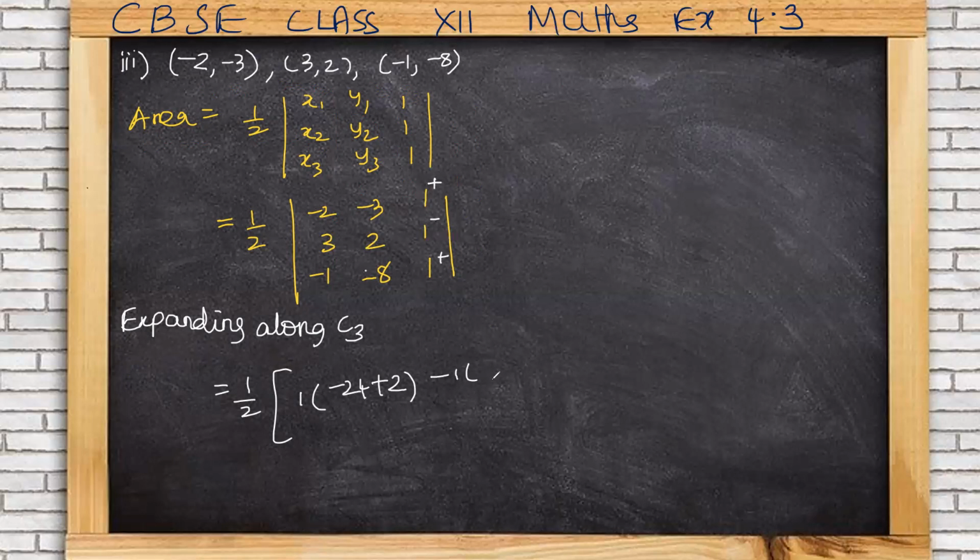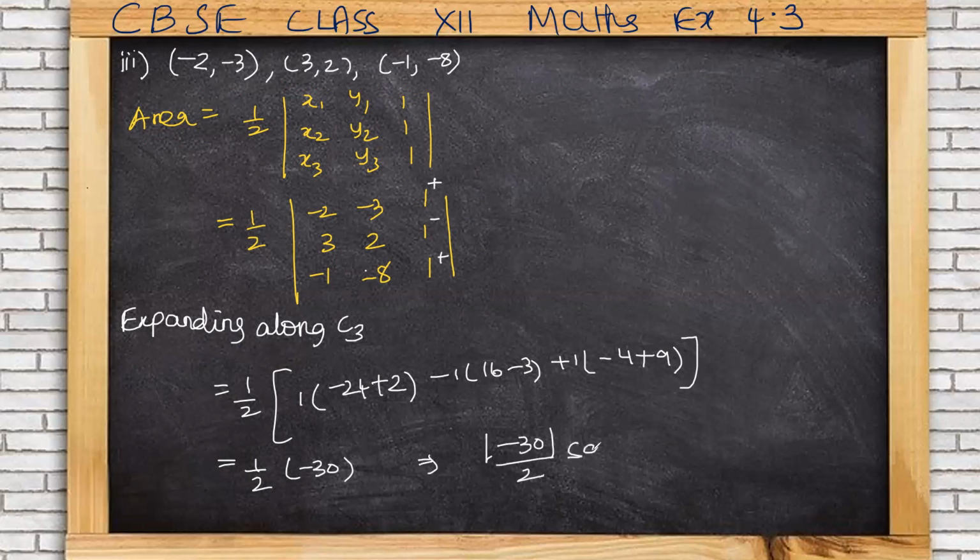So it is 16 minus 3, then plus 1 into, deleting the corresponding row and column, we have -2, -3, 3 and 2. So that is -4 plus 9. Simplifying, we get -30. As I told already, if you have minus, then take the modulus. That means modulus of -30/2 square units.